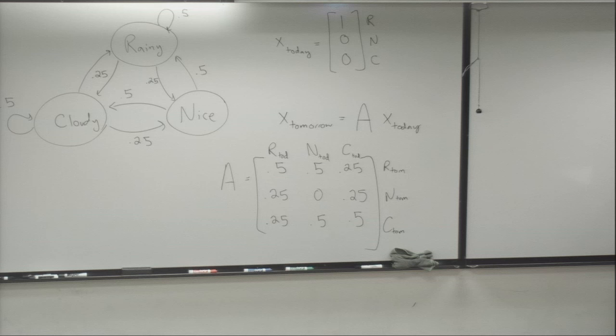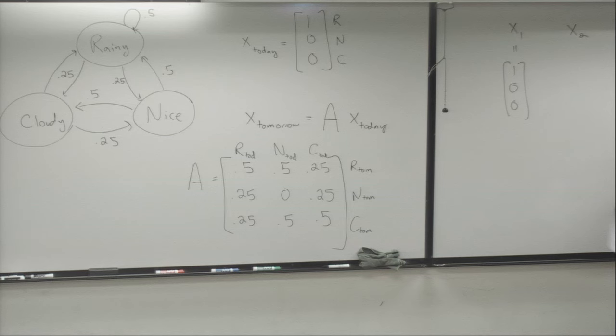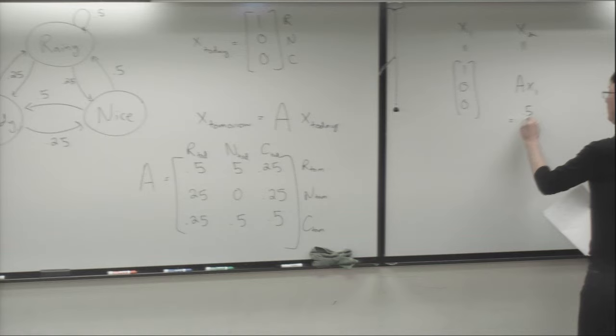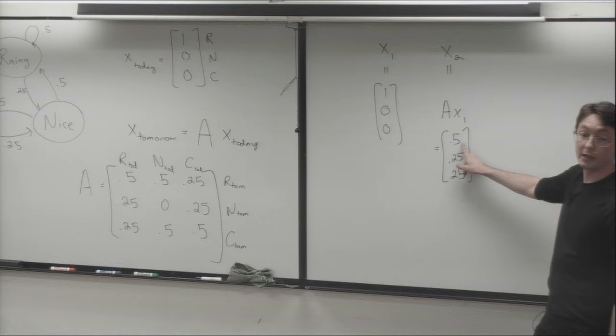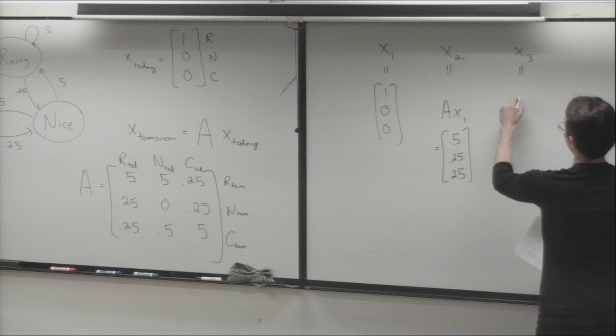So I have the weather today, x1. It's rainy. And I can get the weather tomorrow by multiplying this vector by this matrix. x2 is A times x1. That'll give me the probability of the weather tomorrow. So what is A times x1? It's just 0.5, 0.25, 0.25. So unfortunately, there's a 50% chance it'll be rainy tomorrow and 25% chance that it might be nice or it might be cloudy. And you can keep going. x3, you just multiply it by another A. You multiply x2 by A, and you get the weather on day 3. And you can keep going.